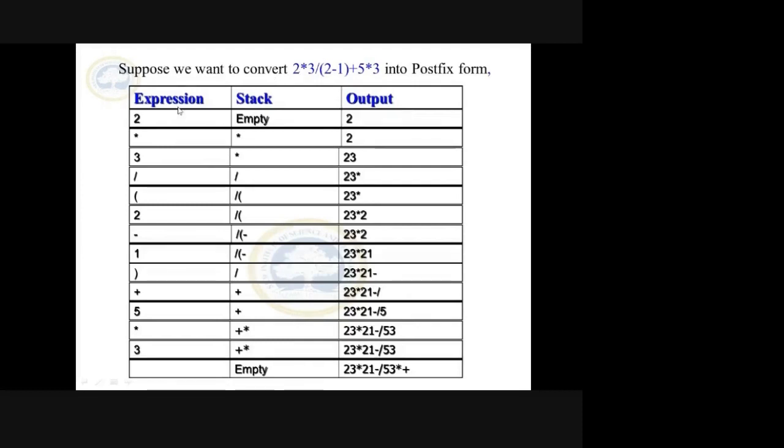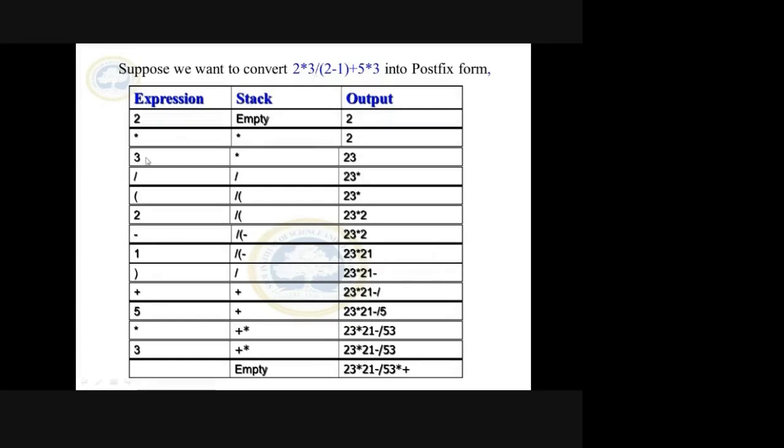So 2 is the first element which is entering, it is being scanned. It's an element, an operand, not an expression. So the stack is initially empty. Normally I don't push the operand inside the stack, so I will put it in the output. Now star comes. Star is pushed into the stack. Now the output is the same, 2 only.